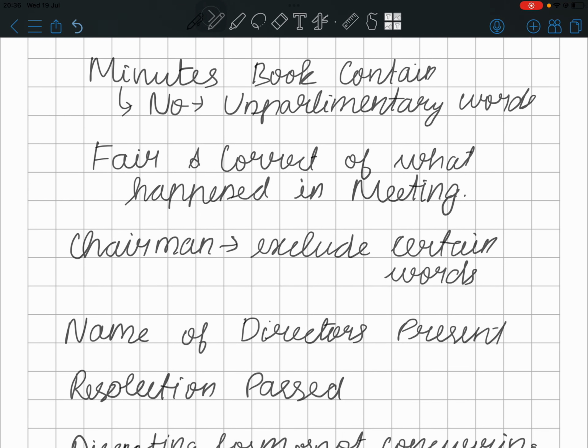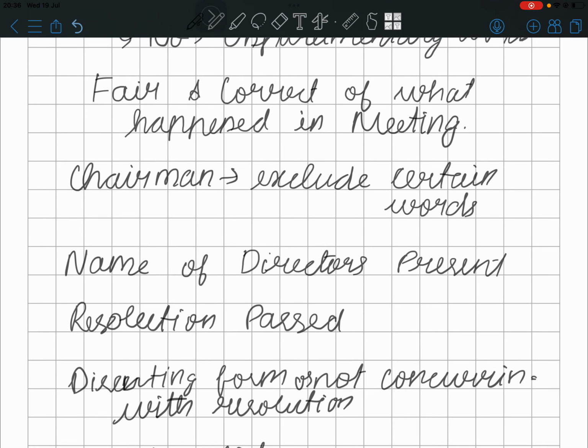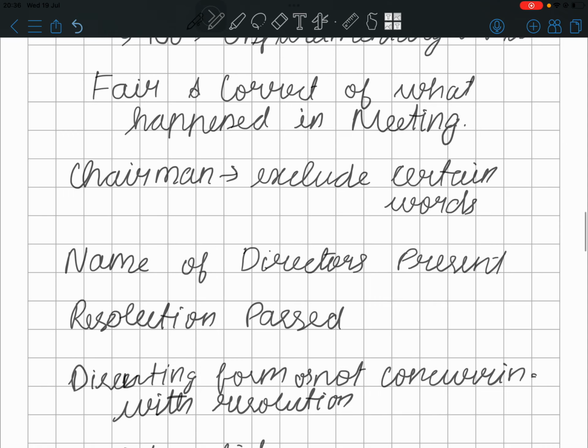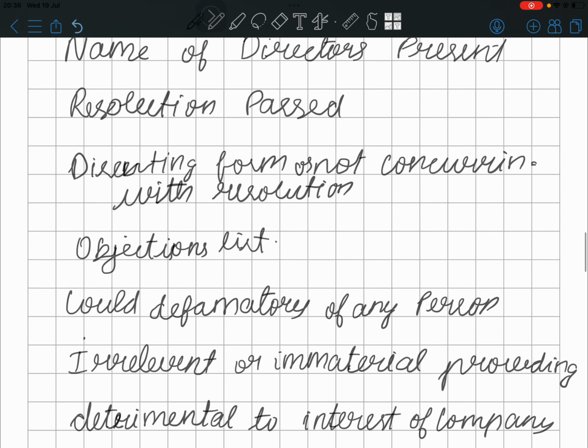How should the words be written? A meeting is like a parliament, but in a simpler form. Can unparliamentary words be used? No, you cannot say that. It should be presented in a formal way, not an informal way. The data presented should be fair and correct, and whatever happened in the meeting should be recorded. The chairman has the power to exclude some matters, and if he thinks a matter is not necessary, he has the right to remove it.